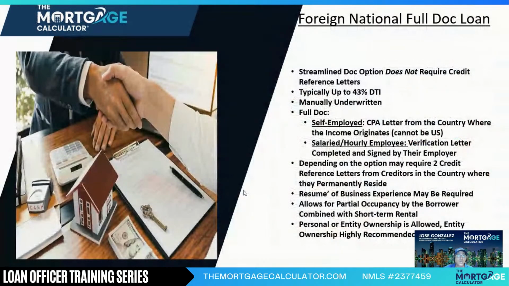So we talk about the full doc loan. As I mentioned, the first bullet point I love to point out: the streamlined doc option does not require credit reference letters. But if it's not the streamlined option, you will need credit reference letters. Typically 43% DTI, manually underwritten. For self-employed borrowers, we would need a CPA letter from the country where the income originates; it cannot be the US. And I'll show you sample letters in a bit. For a salaried or hourly employee, it would be a verification letter completed and signed by their employer. We also have samples in a minute.